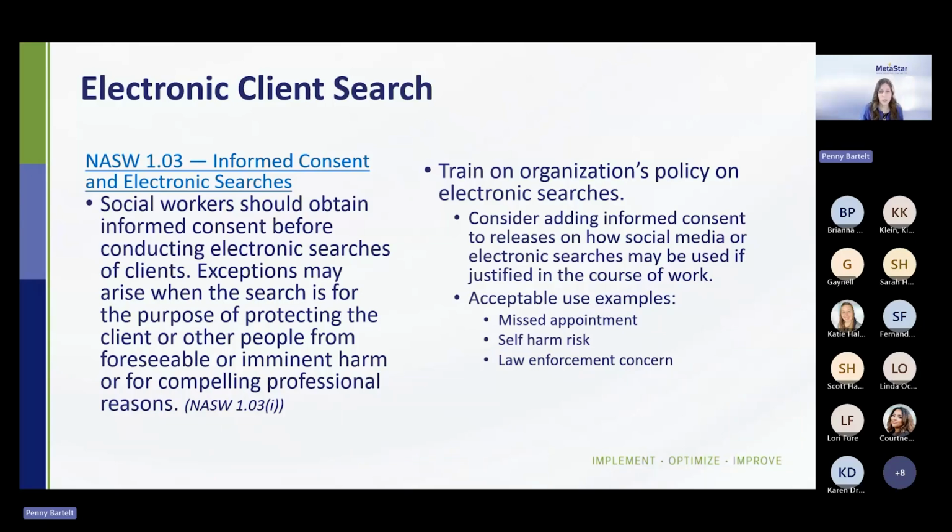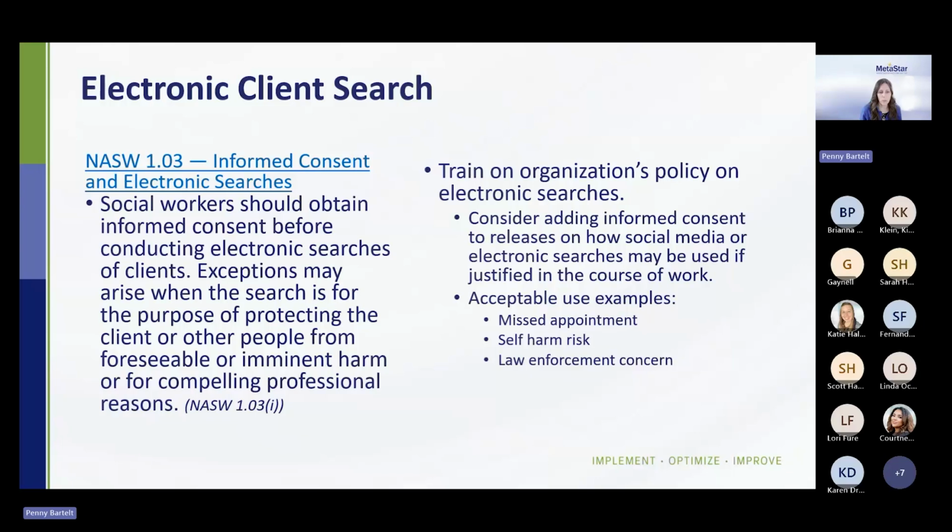So you want to train on your organization's policy on electronic searches. Do you allow people to just go look on Facebook about their clients and things like that? You may want to consider adding informed consent to your releases on how social media or electronic searches may be used if justified in the course of the work.